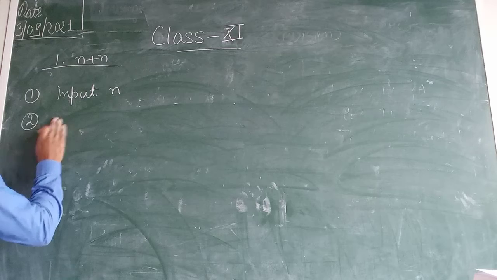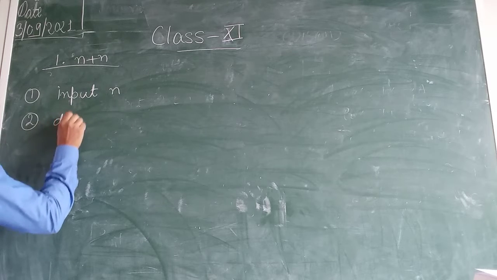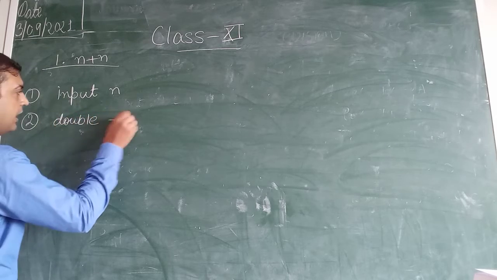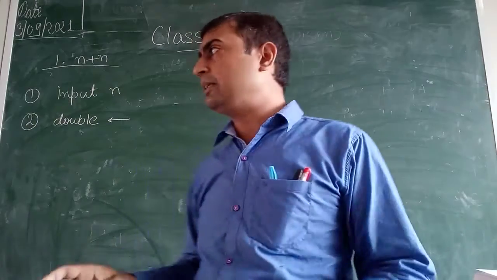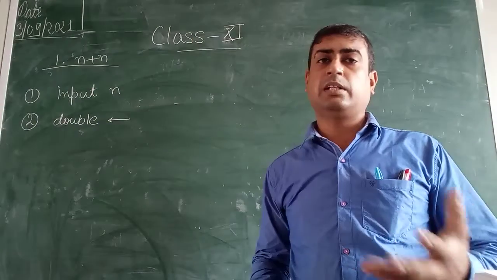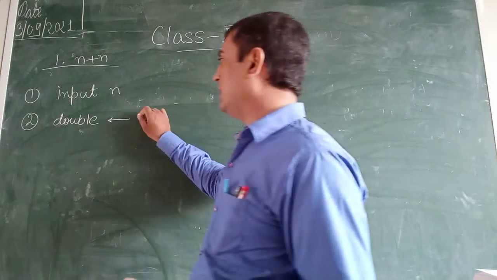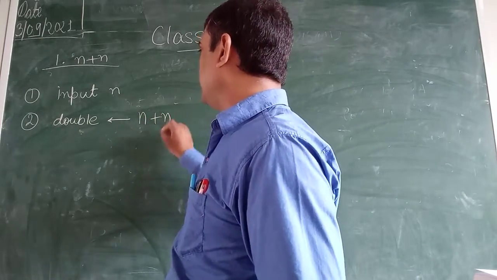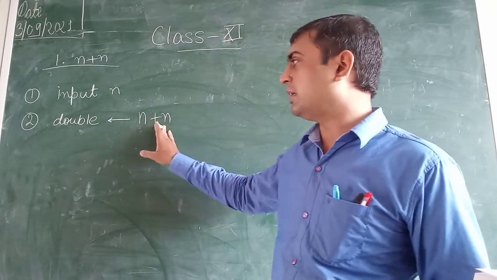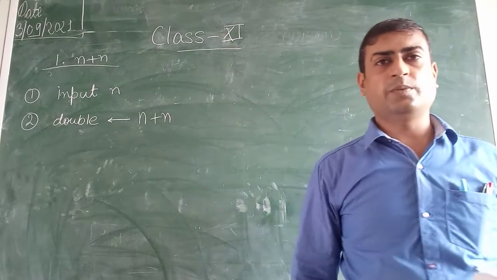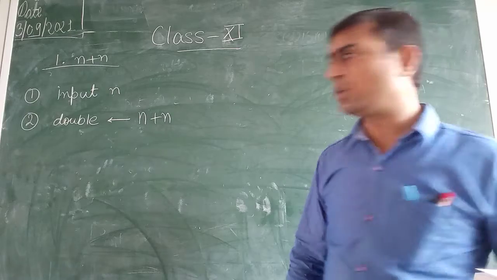So I am considering a variable named double, which will hold the value. So for doubling n plus n, it will do the double and then it will hold the value. In the second method, 2 cross n.